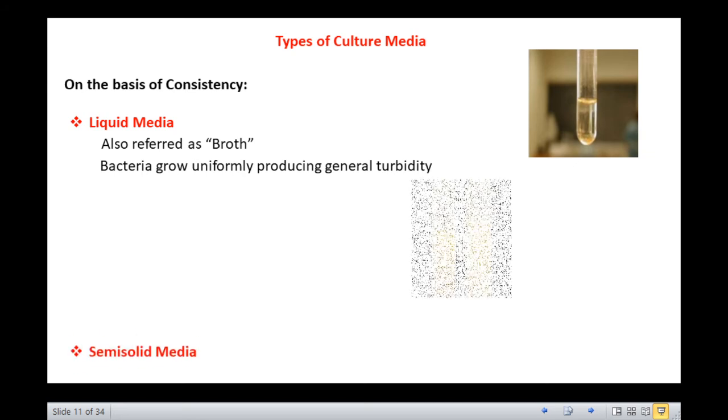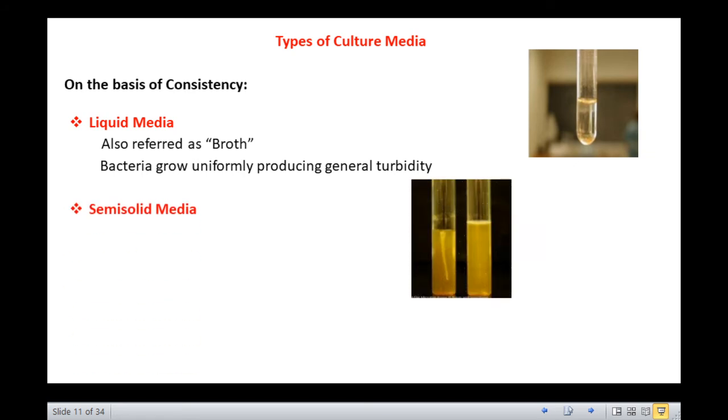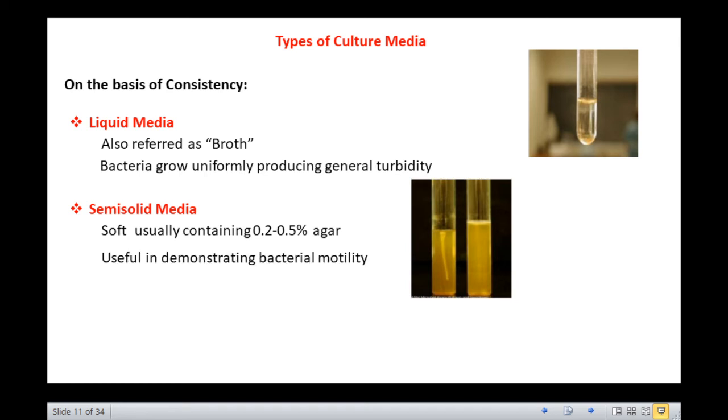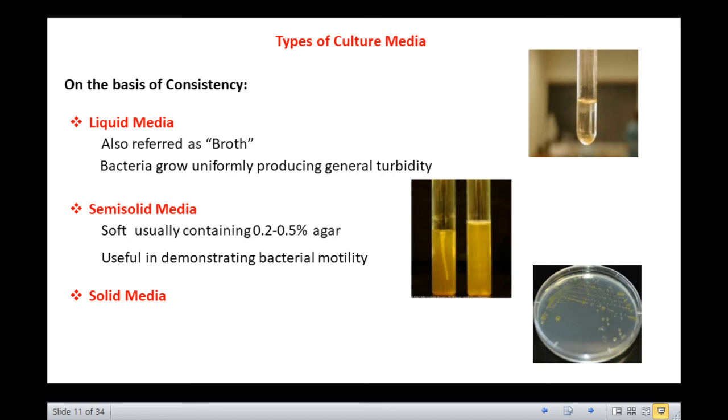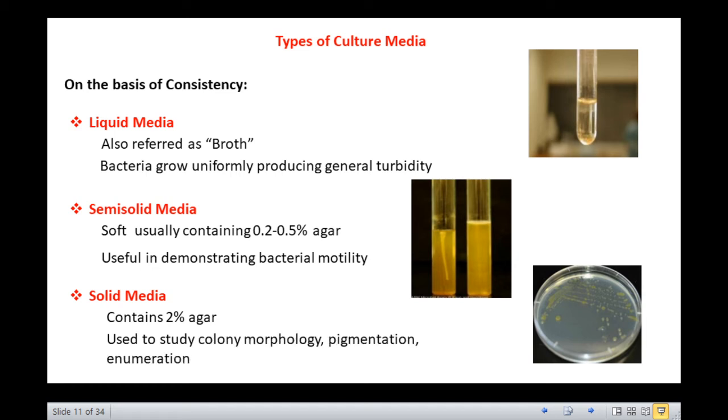The second type of media is semi-solid media. This media is soft containing 0.2 to 0.5% agar. This type of media is useful in demonstrating bacterial motility. The third type of media is solid media which contains 2% agar and is generally used to study colony morphology, pigmentation and enumeration of bacteria.